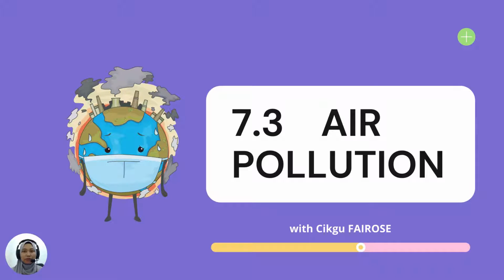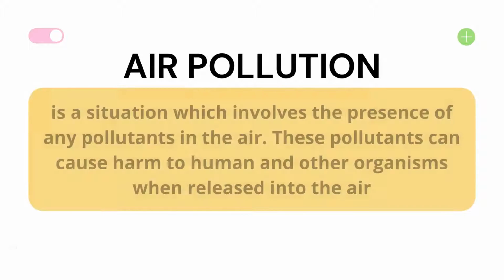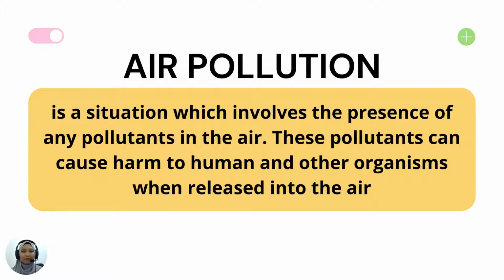7.3, Air Pollution. Air pollution is a situation which involves the presence of any pollutants in the air. These pollutants can cause harm to human and other organisms when released into the air. So now let's watch a video of air pollution, air pollutants, and the sources.